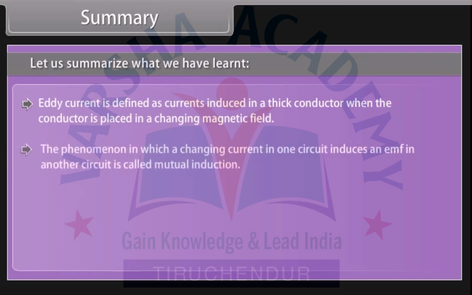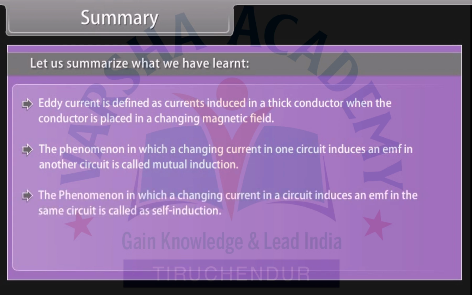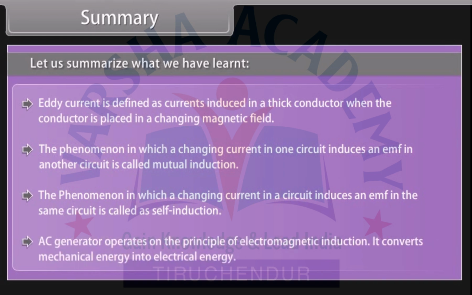The phenomenon in which a changing current in one circuit induces an EMF in another circuit is called mutual induction. The phenomenon in which a changing current in a circuit induces an EMF in the same circuit is called self-induction. The AC generator operates on the principle of electromagnetic induction. It converts mechanical energy into electrical energy.